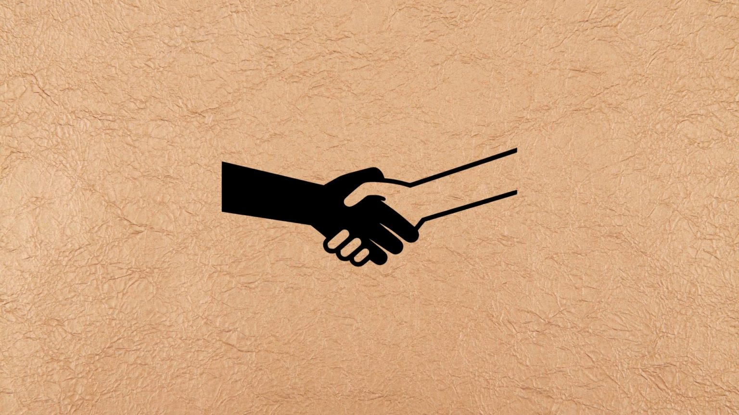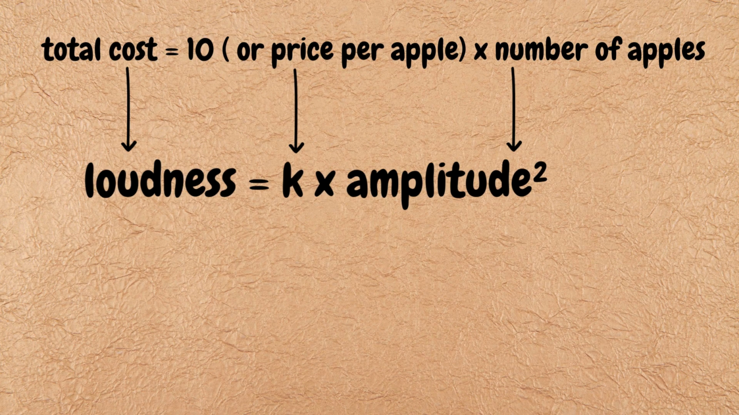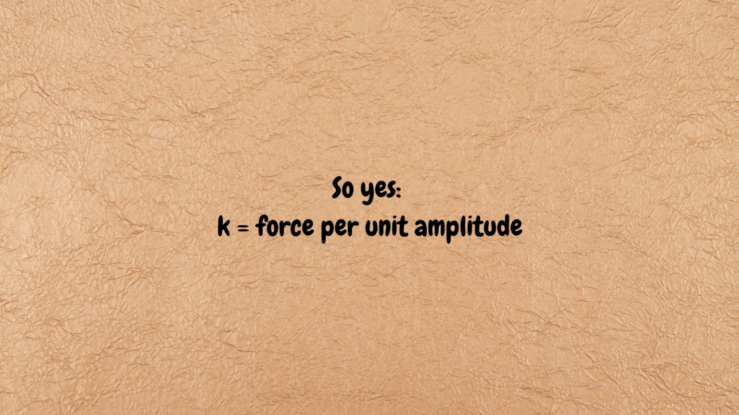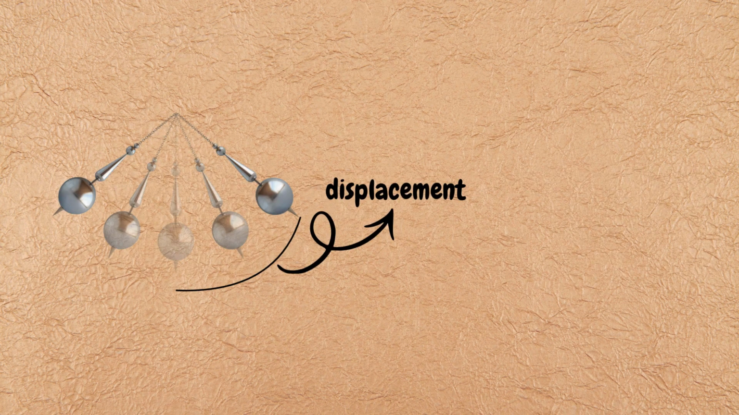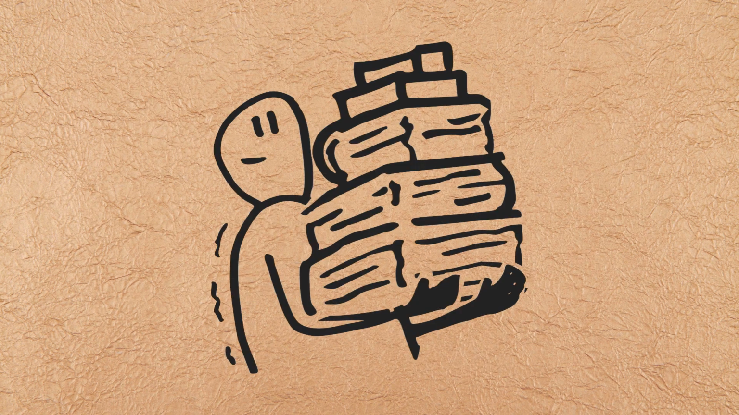Connecting this to physics. This apple example is exactly how physics works. In physics, amplitude is like number of apples, energy or loudness is like total cost, constant K is like price per apple. So we write force equals K into amplitude. So yes, K equals force per unit amplitude. No mystery. Part 8. What about displacement? And most important part, displacement is how far the particle moves. But wait, that's literally what amplitude is. So, displacement equals amplitude. No trick, no assumption, just definition.